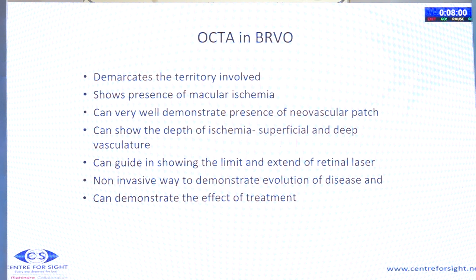These patients will complain of not a good vision, or that the quality of vision is not good. That's due to the macular ischemia which is there. And in due course, these BRVOs might develop neovascular patches also. OCTA can show you both the superficial and the deep layers, and if you want to do a sectoral PRP, OCTA will help you demarcate the non-perfused areas very well.